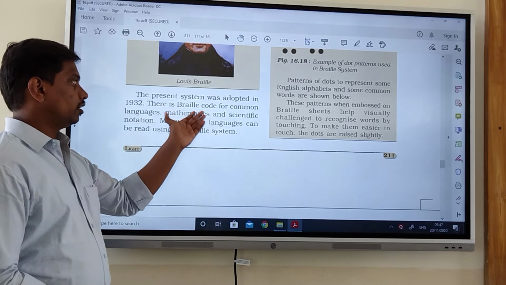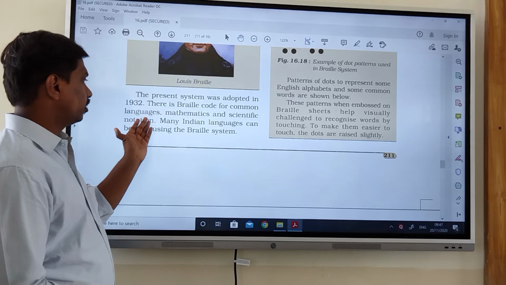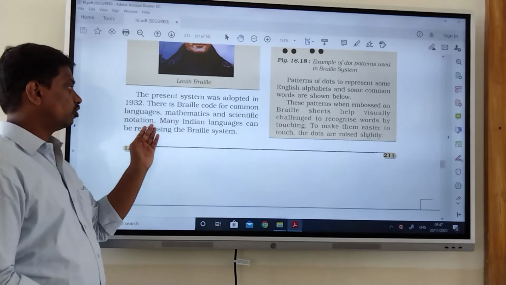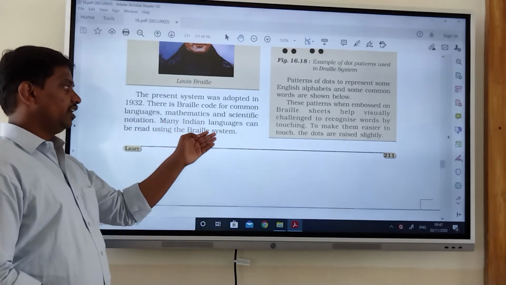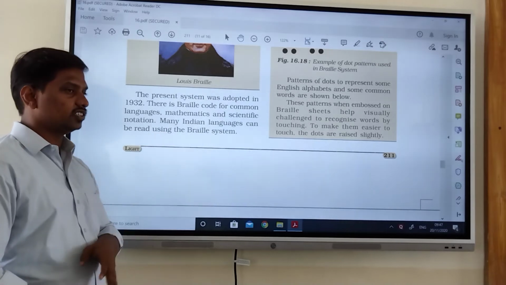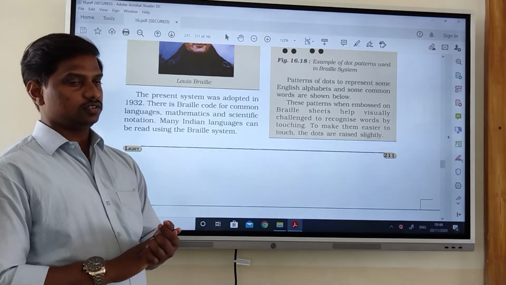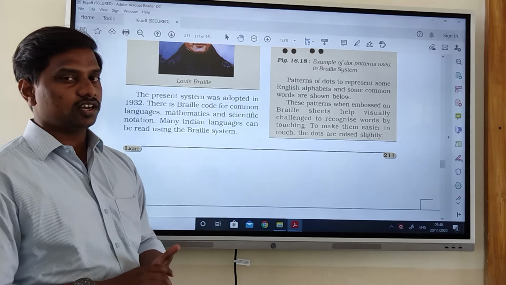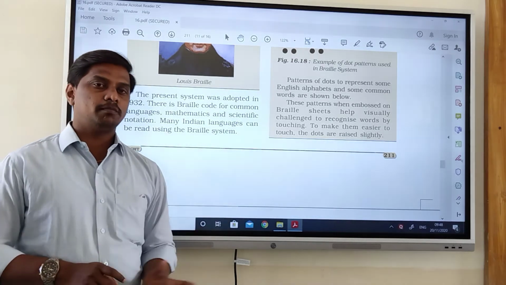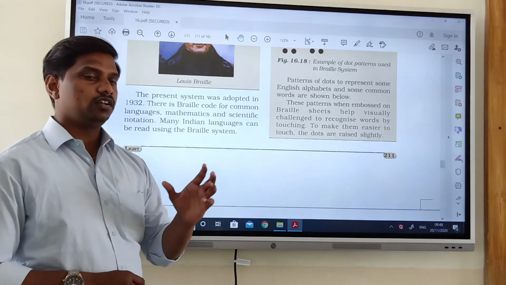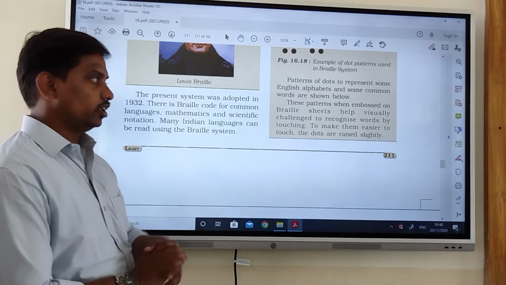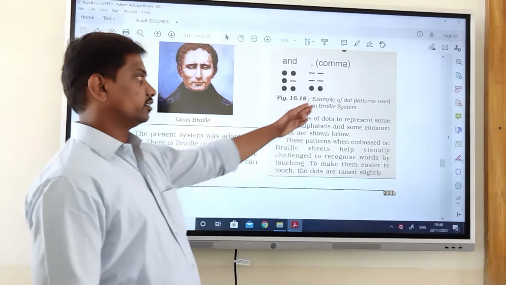There is a Braille code for common languages, mathematics and scientific notations. Any Indian language can be read using this Braille system also. By touching the patterns, they can identify that these are mathematical numbers and scientific notation. They can recognize by touching those codes. Okay, this type of codes, patterns.